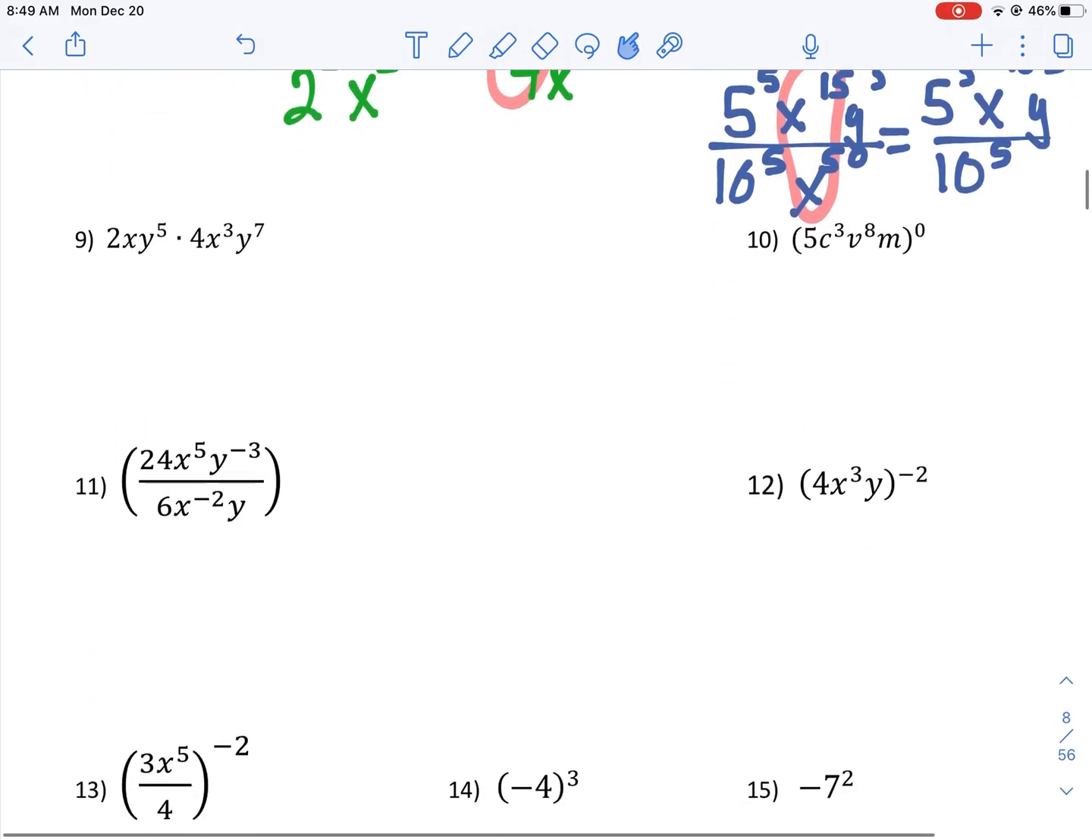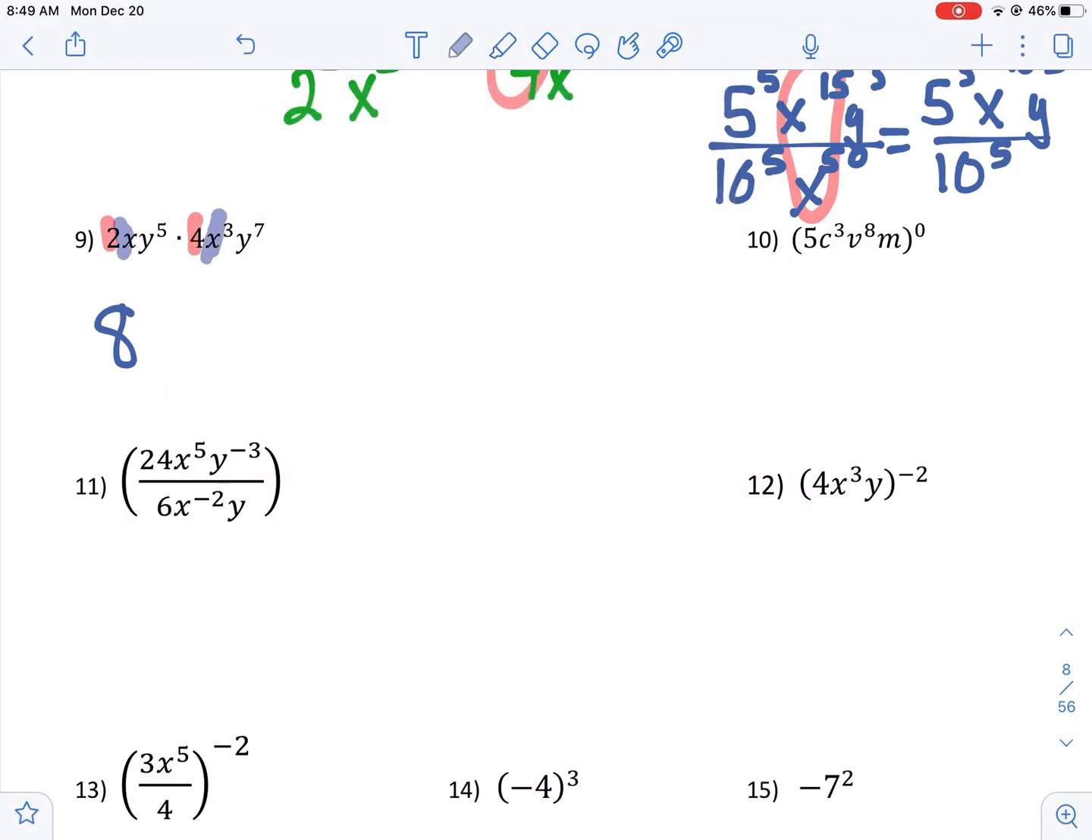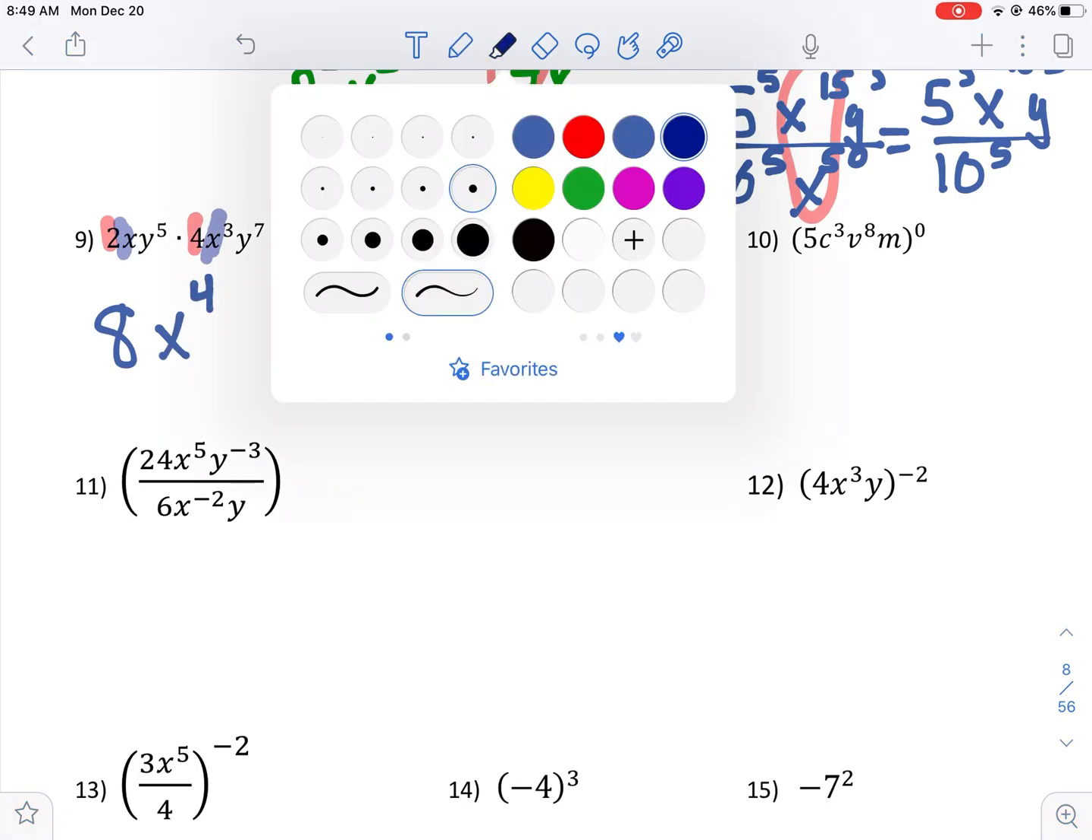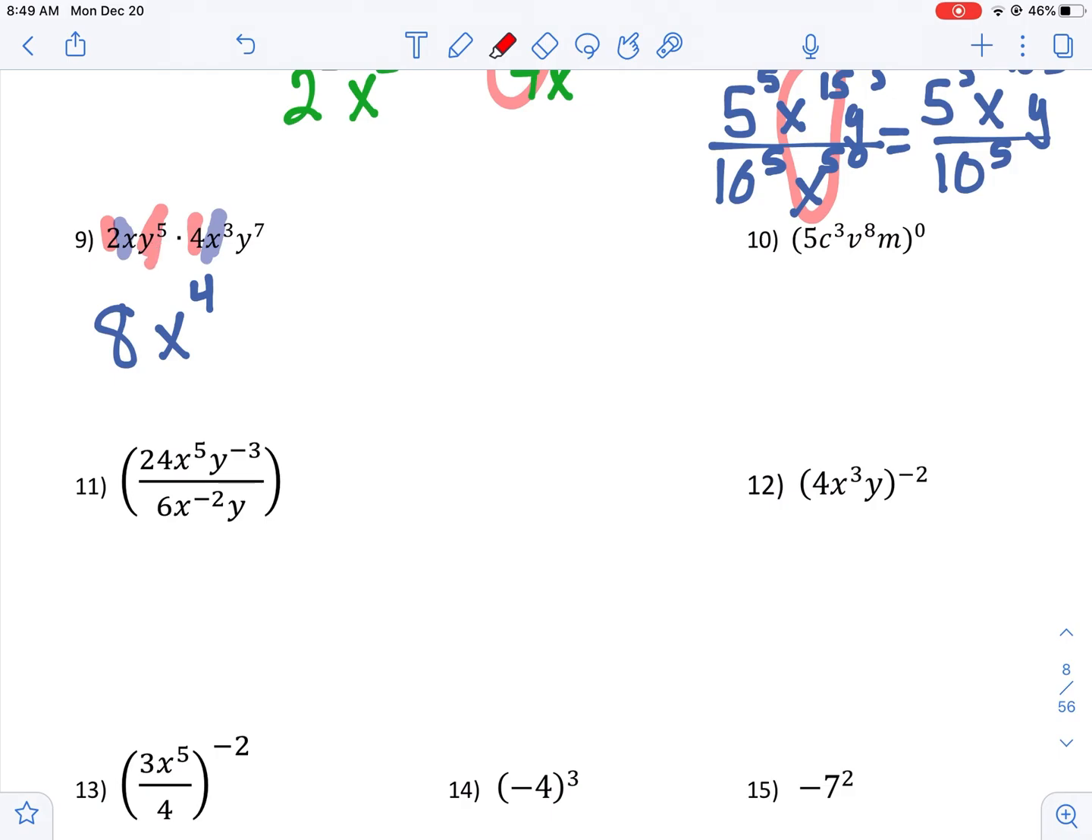So this next one here, well, let's take a look at our numbers here. We have a 2 and a 4, so 2 times 4 is 8. And if we take a look at our x's, we have an x and x to the 3rd, so x to the 4th. And then we have a y to the 5th and y to the 7th, so that would be y to the 12th. So what about this next one? Well, anything to the 0 power we know is 1, so that whole thing is just 1.